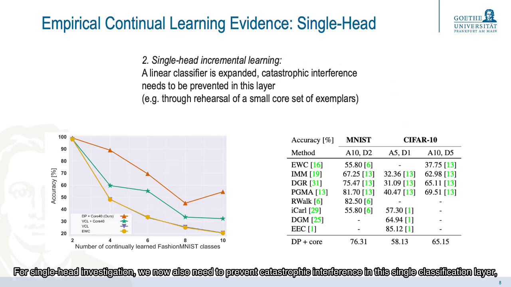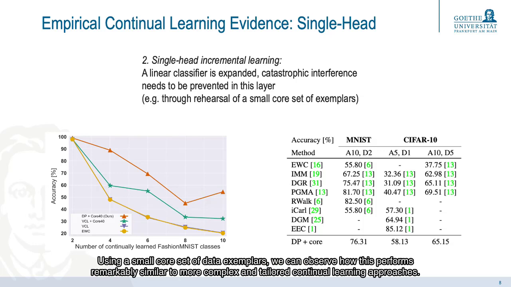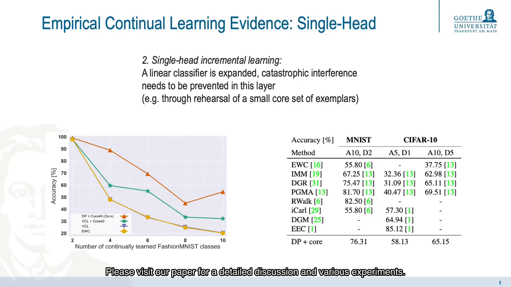For single-head investigation, we now also need to prevent catastrophic interference in this single classification layer. However, in contrast to previous literature works, not in our random encoder. Using a small core set of data exemplars, we can observe how this performs remarkably similar to more complex and tailored continual learning approaches. Please visit our paper for a detailed discussion and various experiments.